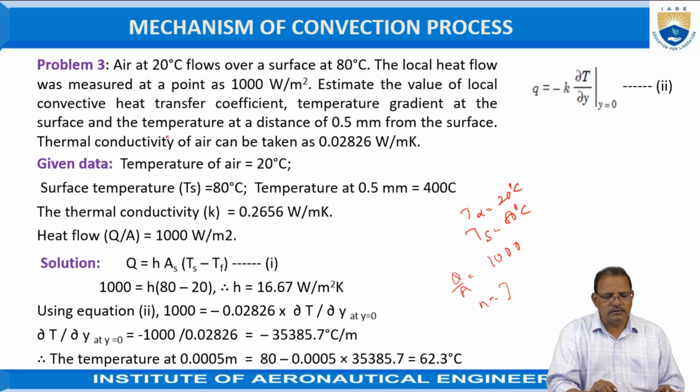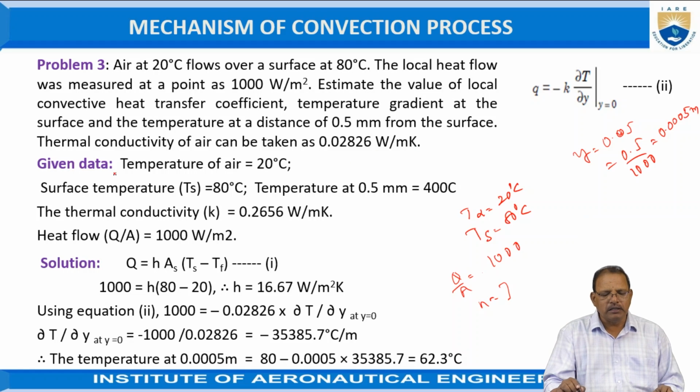at the surface and the temperature at a distance of 0.5 mm from the surface. That is y is equal to here 0.5 mm, which is equal to 0.5 divided by 1000, that is converting into meters, which is equal to 0.0005 meters. The thermal conductivity of air can be taken as 0.02826 watts per meter per degree Kelvin.